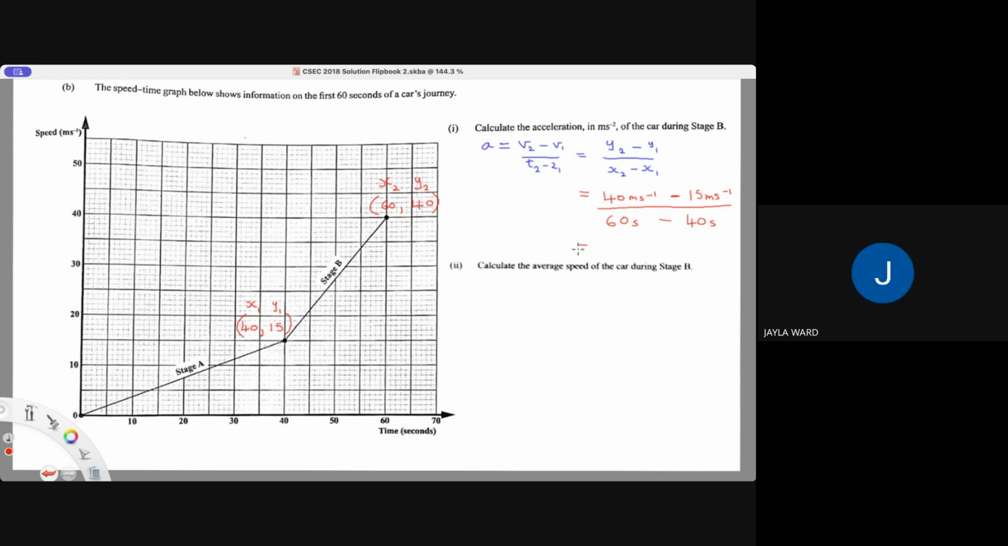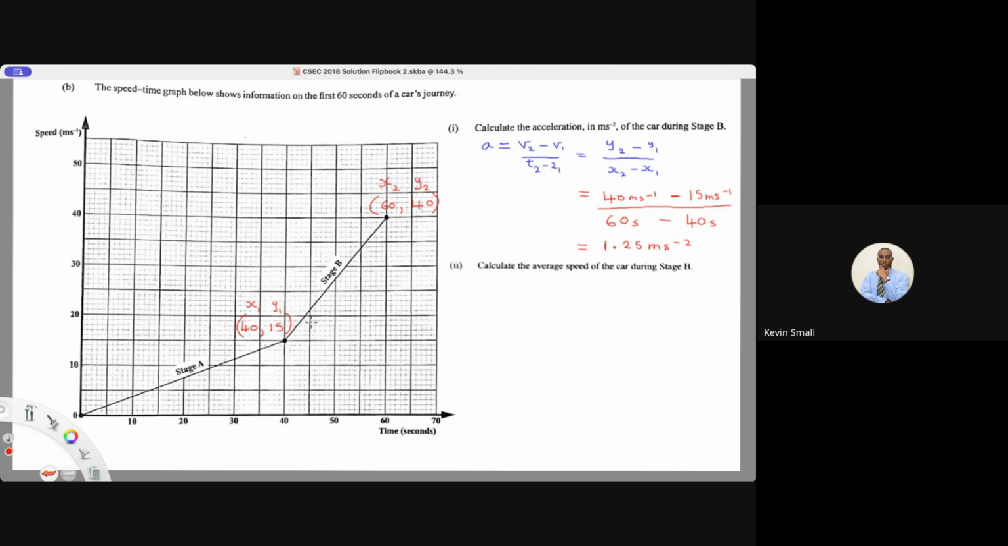So, what is the acceleration in stage B? Can someone tell me? Is it two decimal places? What is the acceleration in stage B? 1.25. Correct. 1.25. And the unit is meters per second squared, because you divide by seconds again, it goes to per second squared. So you put -2 instead of -1 in that. Okay, so it's just the gradient. The acceleration is the gradient of the line.